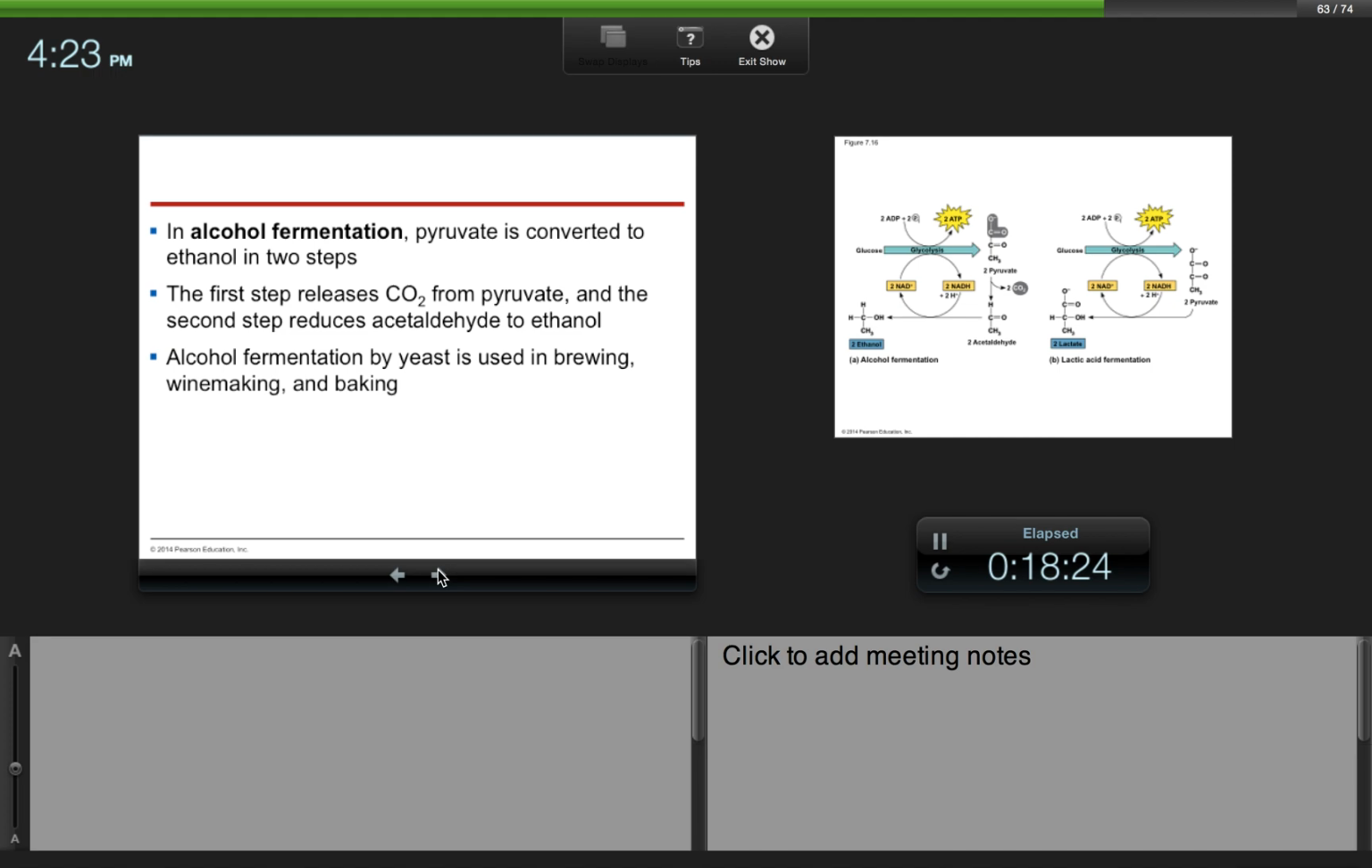In alcohol fermentation, pyruvate is converted to ethanol in 2 steps. The first step releases carbon dioxide from pyruvate, and the second step reduces acetaldehyde to ethanol. Alcohol fermentation by yeast is used in brewing, winemaking, and baking.